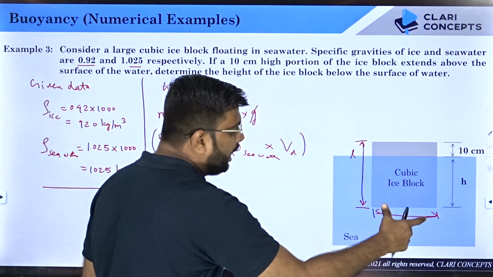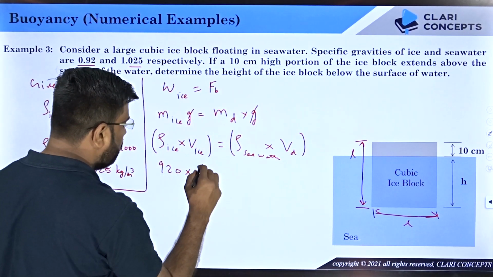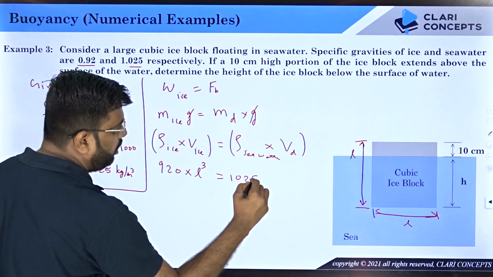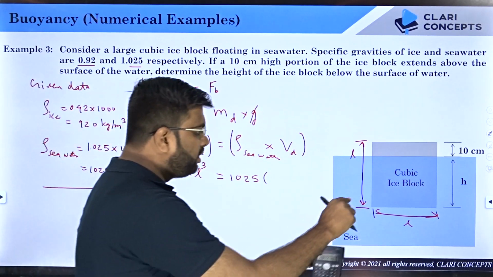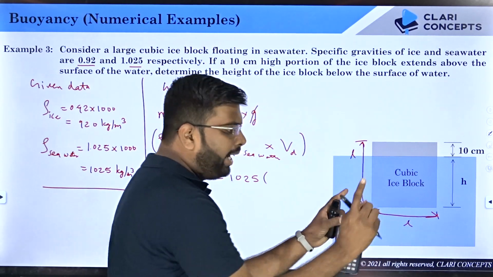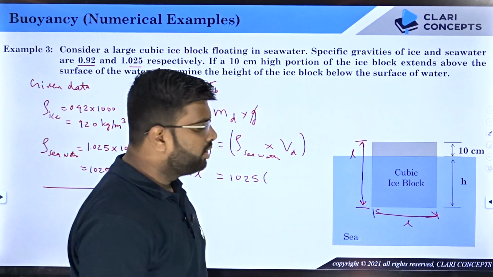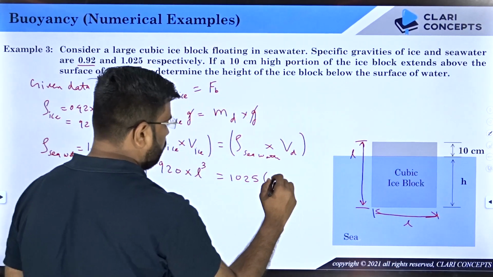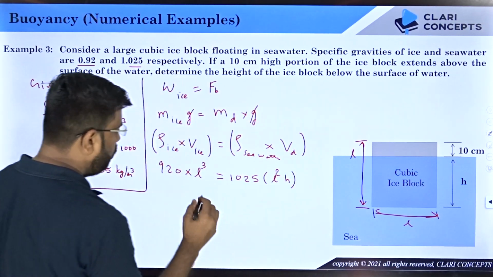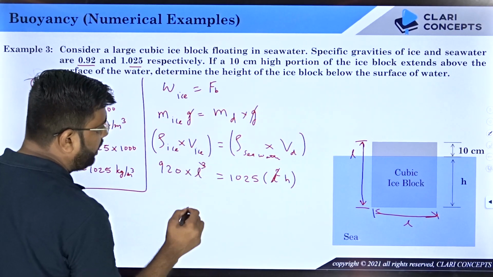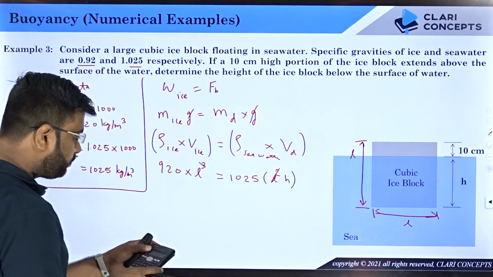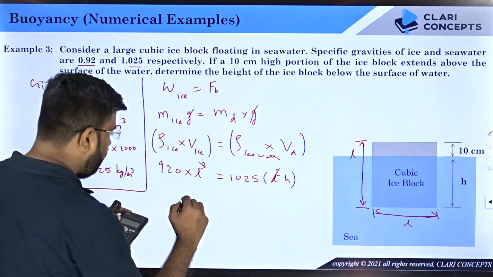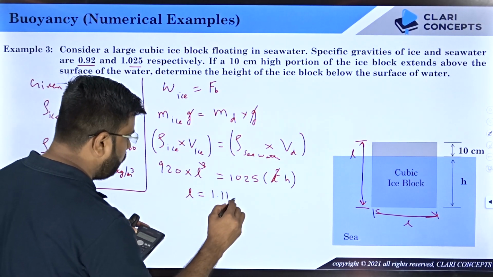Can I say it is L into L into L? So L cube. What is density of sea water? 1025. What is volume of water displaced? It is L into L into H. See, this is different. Volume of water displaced is L square into H. You cancel L square and L cube, so only one L will remain. So this will be 1025 by 920. You will get L equal to 1.114 H.